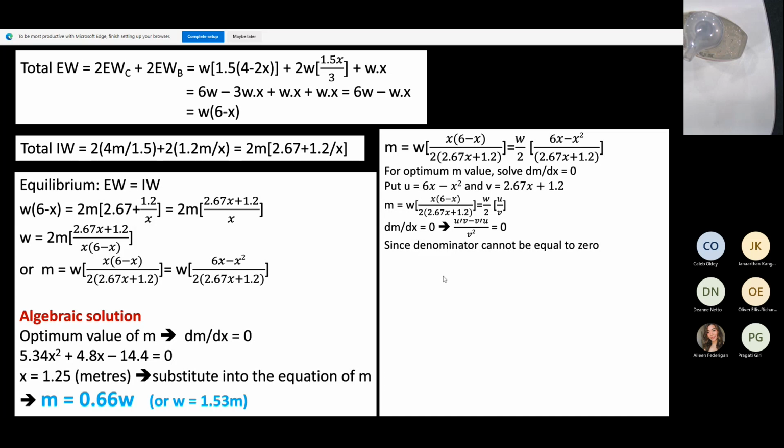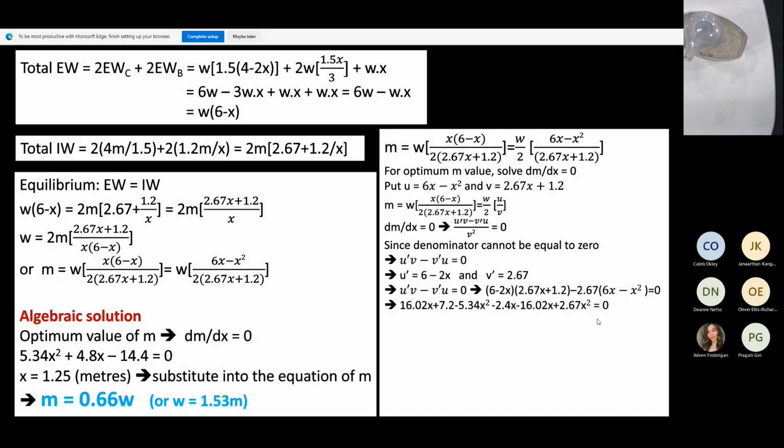6 minus 2x, isn't it? What's the derivative of v? Derivative of v will be 2.67. Agreed? Yeah. So when we do u dash v times v minus v dash u, we substitute in the expressions here.